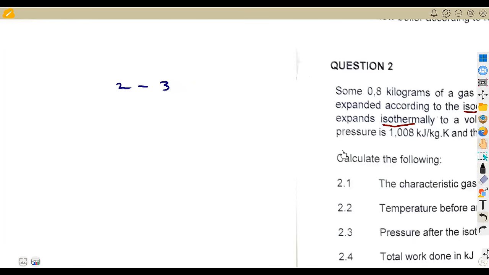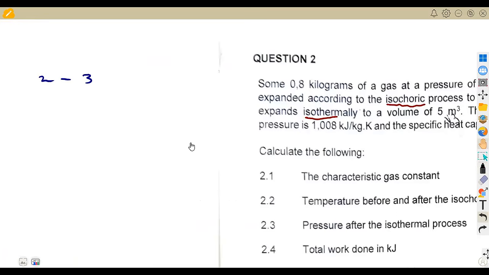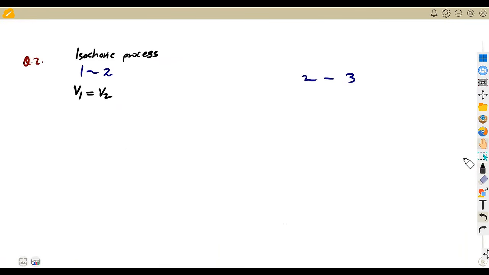Then the second process after this was the isothermal process. So we have the isothermal process from 2 to 3. It is now under an isothermal process, whereby we're talking about temperature in this case. So let us refer to this: the temperature T2 is going to be equal to temperature T3. That is the condition that we are supposed to understand. So these are the two stages that we have.